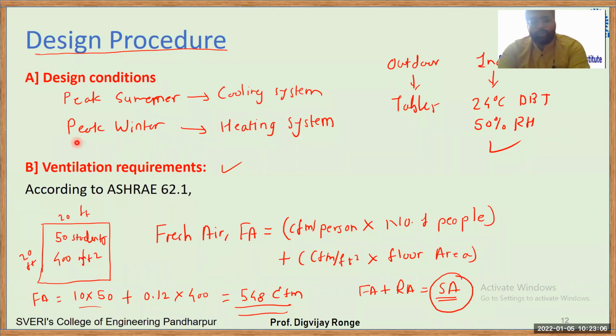Then next is the ventilation requirement. According to ASHRAE Standard 62.1, we require some fresh air. In this case, their formula is: fresh air is equal to CFM per person times number of people, plus CFM per square feet times floor area. CFM is cubic feet per minute, that is the volume flow rate of air. So this way you will get the fresh air calculation.